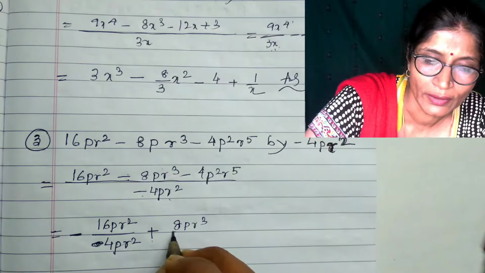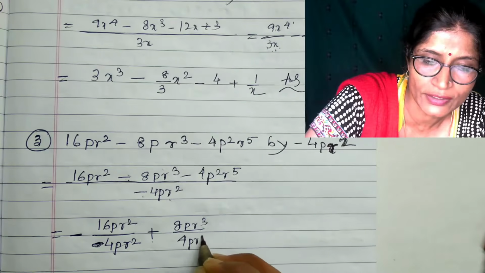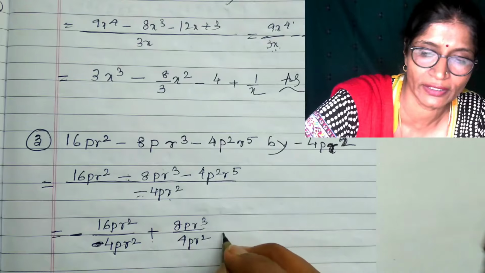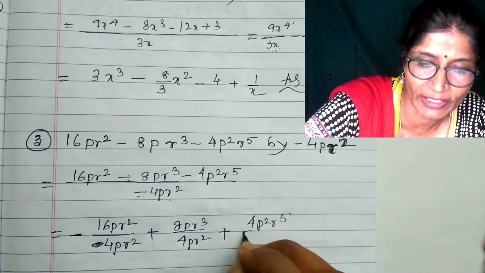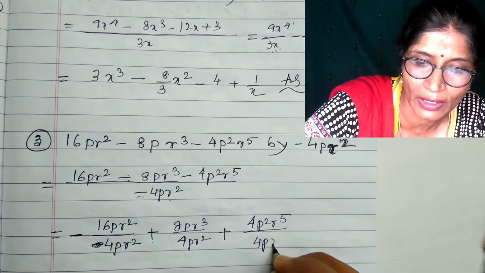8pr cube divided by 4pr square. Then minus minus divided will be plus. So it is 4p square r to the power 5 divided by 4pr square.